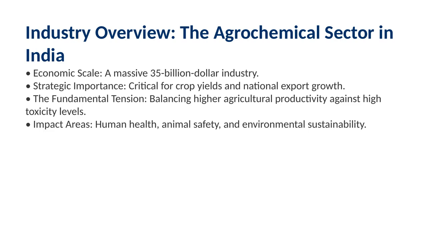We are looking at the agrochemical sector in India, a massive $35 billion industry. While this sector is vital for crop yield and export growth, it comes with significant risks. The text highlights a major tension: the push for higher yields versus the adverse effects of toxicity on humans, animals, and the environment.